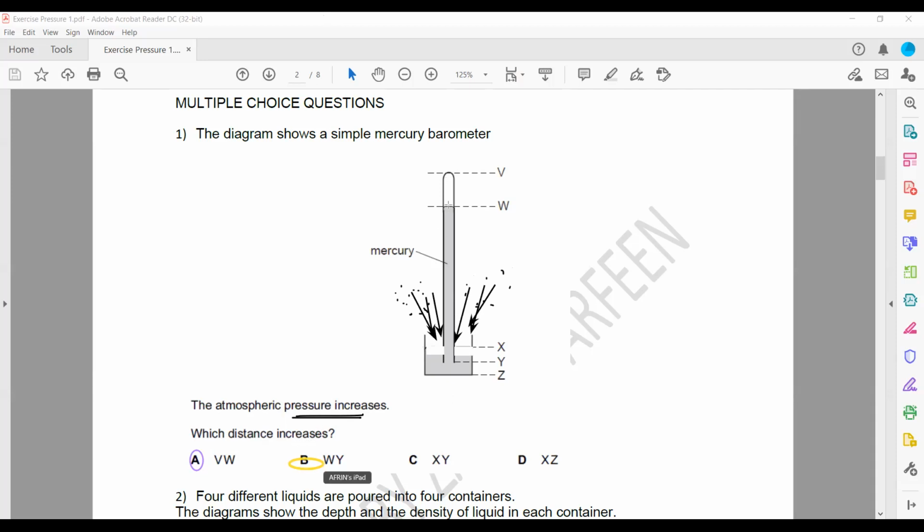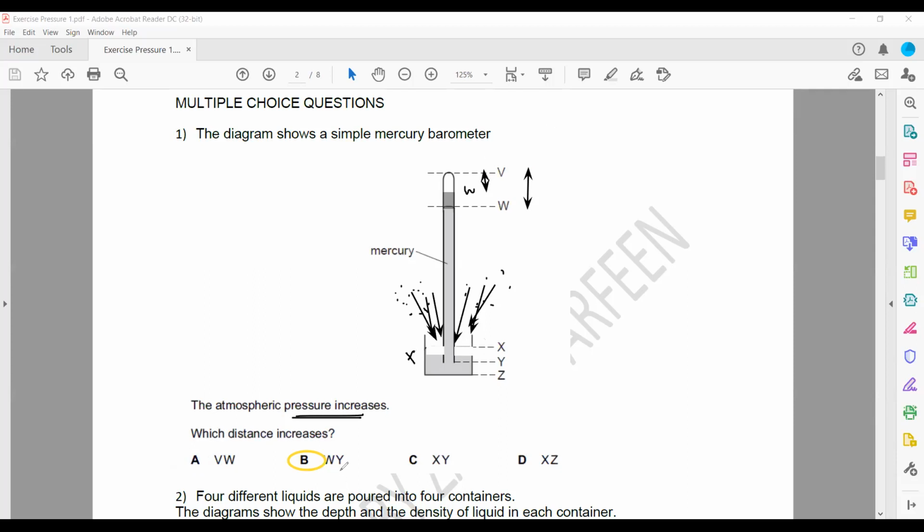And what happened to level W? The level W will rise. So W will rise and X will go down. So the new position of X will be here. They're asking which distance increases. So when we compare the distance V and W, first V and W was like this, but when W rises, V and W is not increasing, it is decreasing. So it cannot be A, because initially V and W was longer, but once the mercury rises in the barometer, V and W is decreasing.